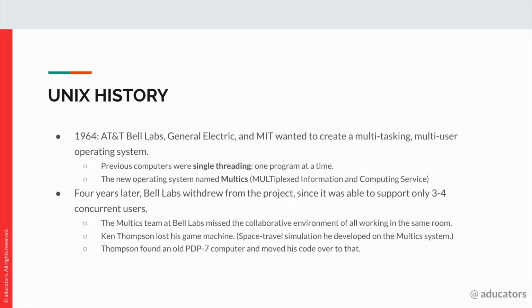Now let's see some history of the Unix operating system. In 1964, AT&T, Bell Labs, General Electric and MIT wanted to create a multitasking, multi-user operating system. Previous computers were single threading, running one program at a time. The new operating system was named Multics, which stands for Multiplexed Information and Computing Service.